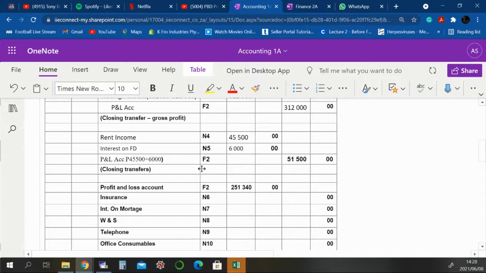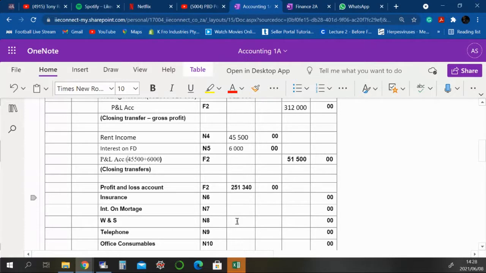All right. So we've dealt with our incomes. It's now really about sorting out our expenses. I've left the total expense there. They've done it right at the beginning, but you could do it at the end. We're debiting, remember, the profit and loss account, and we're crediting all our expenses.